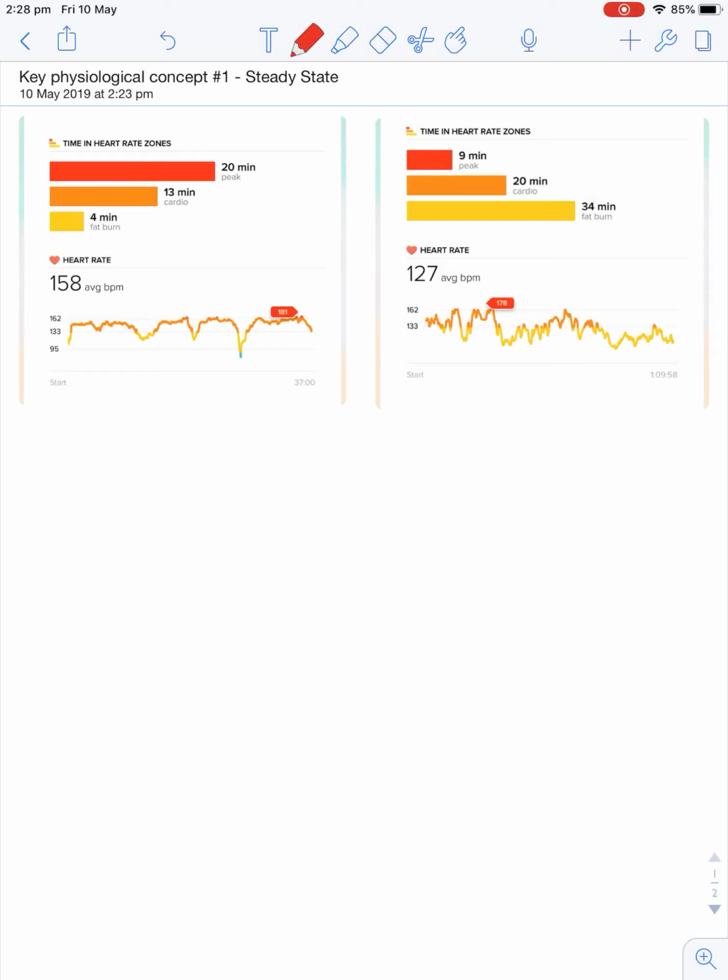So this video is about the first key physiological concept, which is steady state. Now, to know about steady state, we need to make sure we know about our heart rate and what that measures. So our heart rate, which is measured in beats per minute, is an indication of our intensity. So how hard we are working.